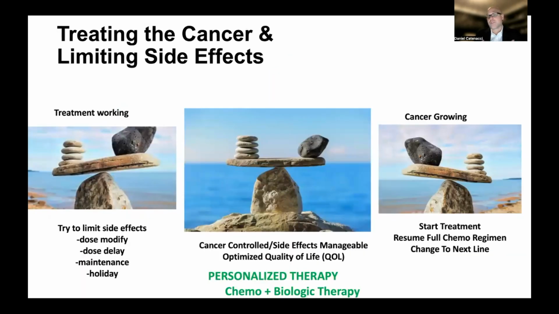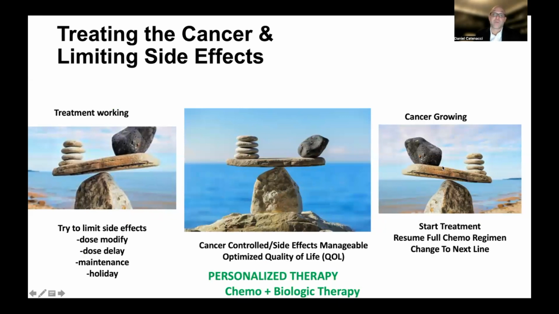So we have shown this slide in a number of our videos because I think it's important to understand that it really is a balancing act in terms of trying to optimize the advantages and the benefits from chemotherapy and targeted therapies, but limiting their side effects, and how in the setting of where the treatment's working, we try to limit side effects with dose modifications, delaying doses, maintenance approaches we talked about, and even chemotherapy holidays altogether.